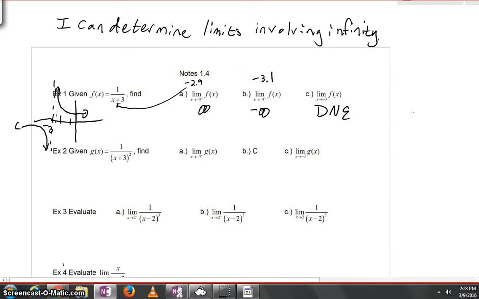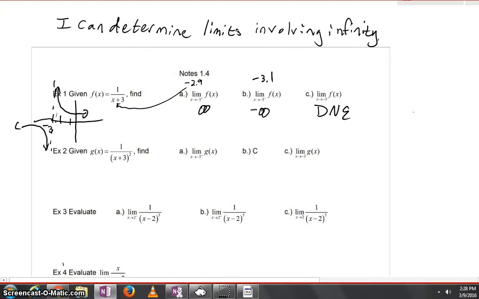Similarly, we could investigate plugging in -3.1. And if we did, our denominator would be negative, of course, and it would be small. But 1 over small is big, but it's in a negative direction, so we're going towards negative infinity. Just wanted to point out the obvious that you could look at this problem graphically, like we originally did, or numerically.